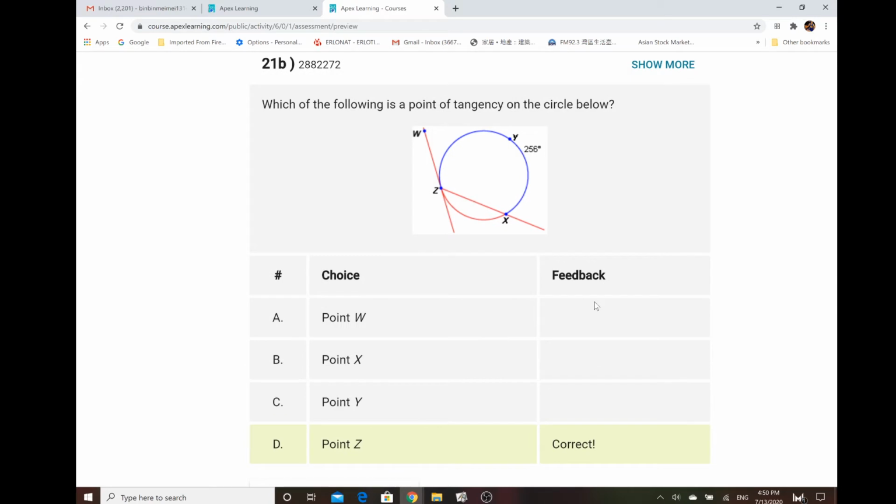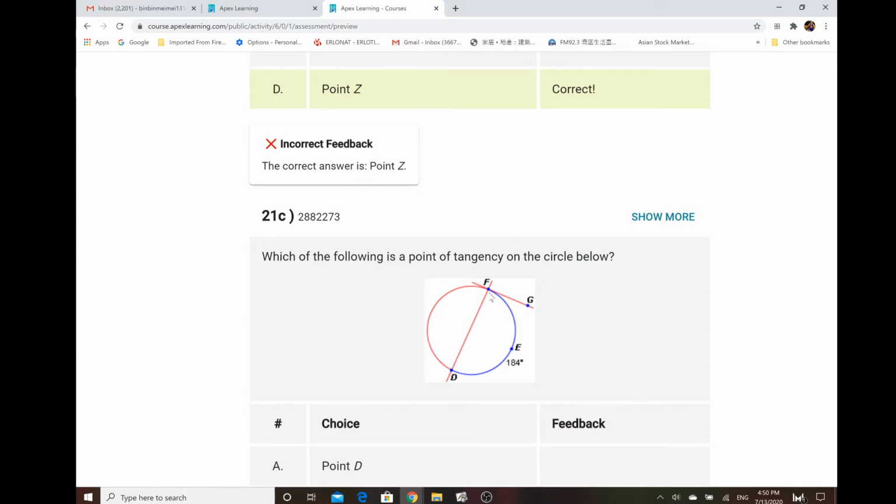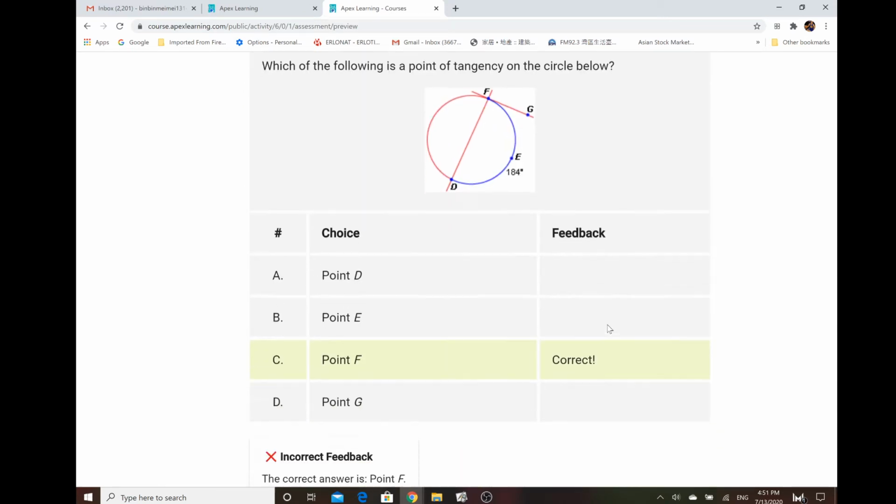Here's another one. Point Z is the point of tangency. You might be wondering what's happening with this chord. This chord has nothing to do with this tangent line, okay? That's just showing the point where they intersect, point Z. Here's another one. The line which is tangent to the circle is line FG or GF, and the point of tangency is point F.